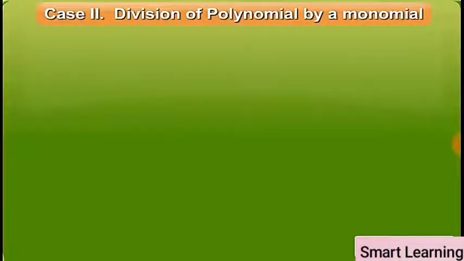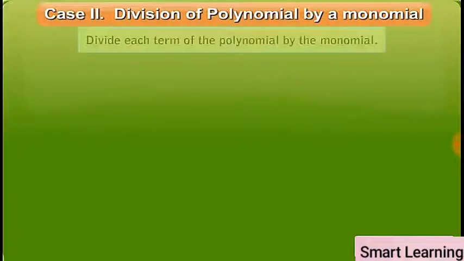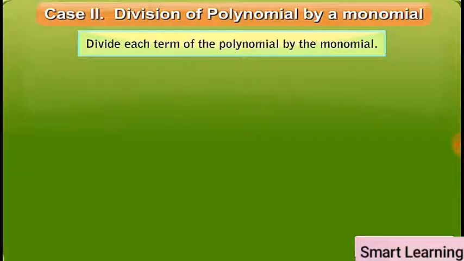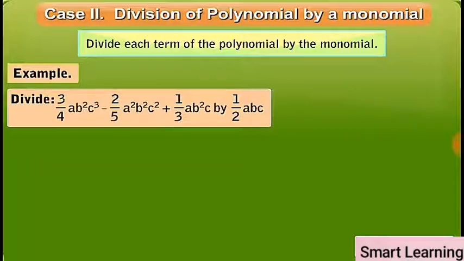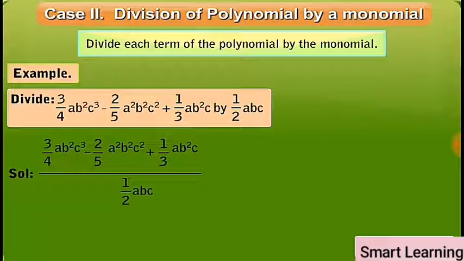Case 2. Division of a polynomial by a monomial. Here what we'll do is divide each term of the polynomial by the monomial. Let's see an example. 3 by 4 ab square c cube minus 2 by 5 a square b square c square plus 1 by 3 ab square c by half abc. So here we will divide each term of the polynomial by half abc.